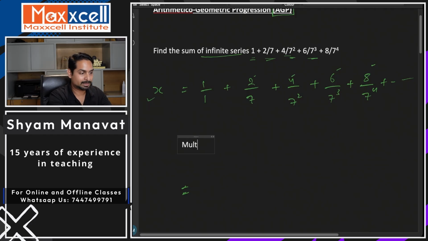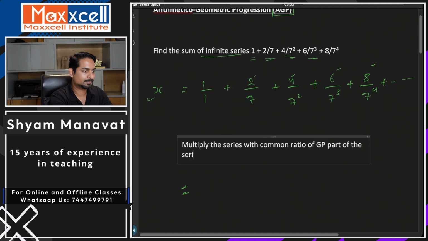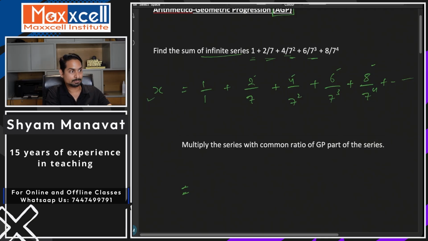So you identify the common ratio and then you multiply the series with the common ratio of the geometric progression part of the series. That means you identify the geometric progression part in the series and also find out the common ratio. So here, do you see the common ratio is 7? Yeah, the common ratio is 7.